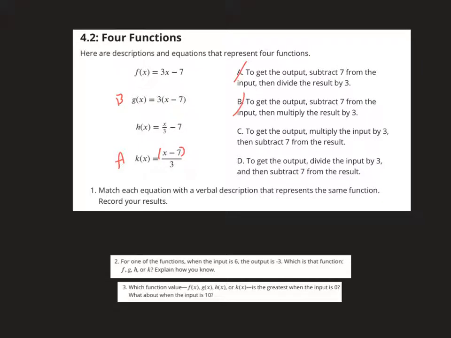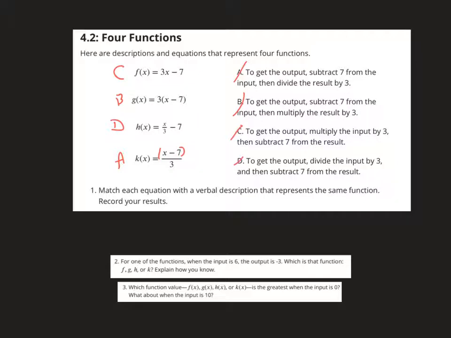Notice the difference, right? Subtract by 7, then multiply. You have to house that inside of parentheses in order to have the subtraction supersede the multiplication. But when we want to do regular order, no parentheses are necessary. C goes with our F function. Therefore, D must go with our last one.